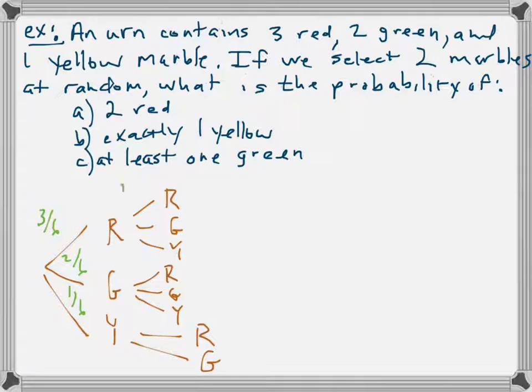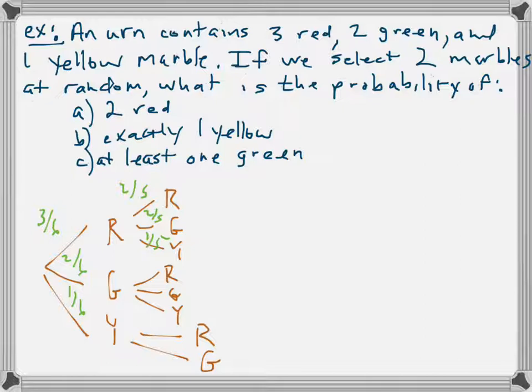If you got another red, now you have a 2 out of 5 chance of getting a red the second time, because there's one marble missing total, and there's one red missing. But for green, there's still 2 remaining. With yellow, there's still 1 remaining. But again, now all my denominators are 5. All right, so let's go ahead and just try to answer these questions.